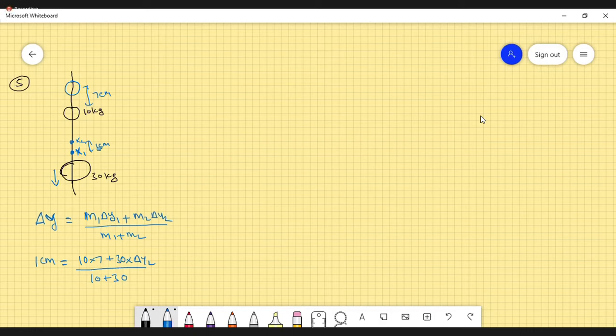This will be 30 plus 10, 40, 40 into 1 centimeter, that is 40 centimeters. So 40 centimeters equals 70 plus 30 delta y2. So from this, delta y2 equals minus 1 centimeter. Right.